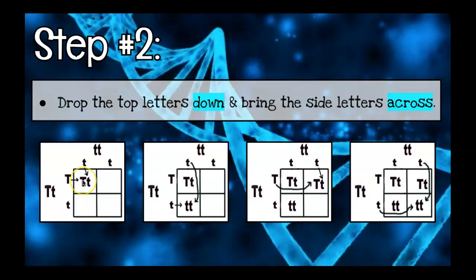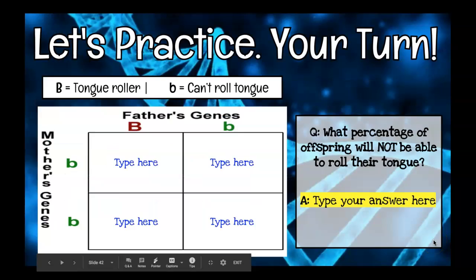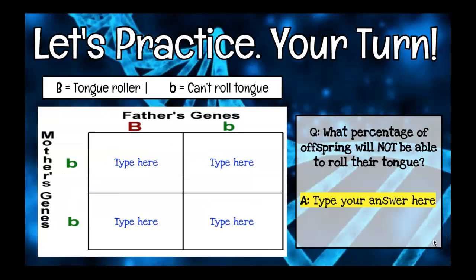You always write the capital letter first if there's a capital letter in the box. Same for this one. Little t got brought down, that little t got brought across. Now do this one. Little t brought down, big T across. Last box, little t goes down, little t goes across. So now you have all your Punnett square filled in. So, we're going to do some practice with these so that you guys can figure out how to use them.